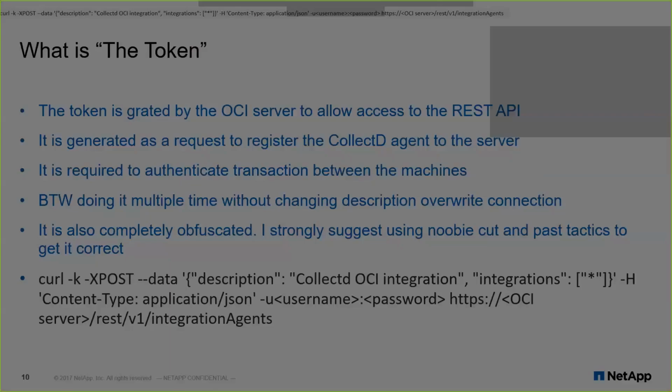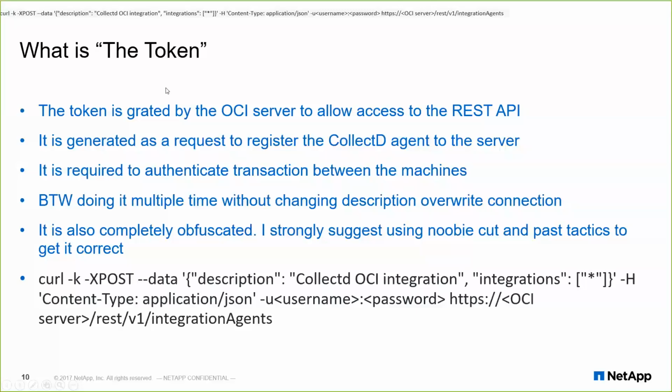Next, I talked a little bit about the token. The token is a security construct that is granted by the OCI server to allow access to the REST API. This thing is generated when you make a request. You run a convoluted command line, which we'll show you in a second, that makes a request to the server and says, hey, I'm going to register myself on the machine. Please give me a token that I use to identify myself when I make calls.